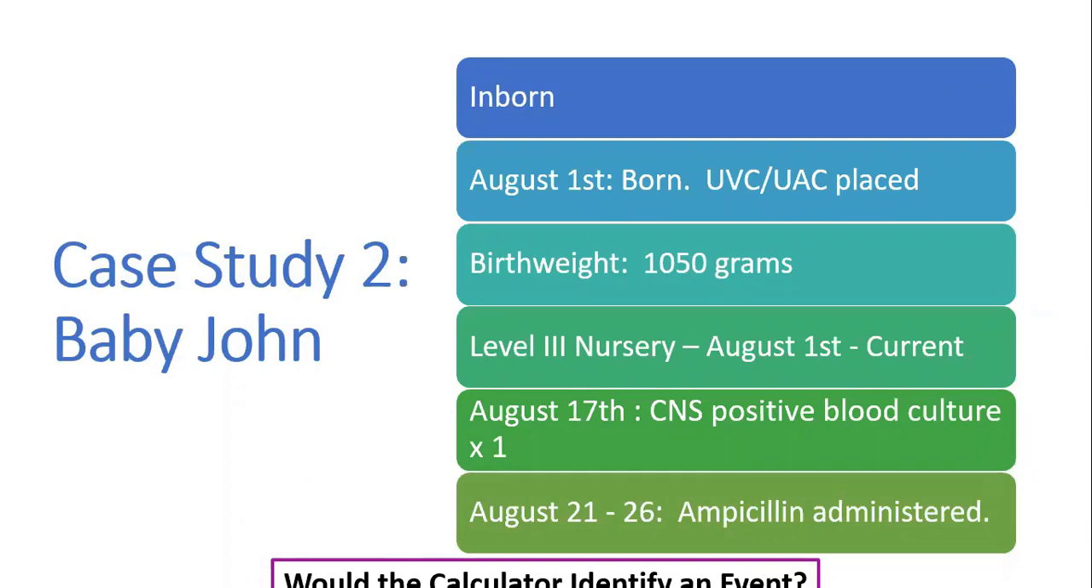So let's look at our second case study, Baby John. Baby John is an inborn infant born on August 1st at 1,050 grams. They had a UVC and a UAC placed. The baby was on a level 3 nursery on August 1st and remained housed on that unit for the duration of this case study. On August 17th, the patient had a single coagulase negative blood culture. On August 21st, ampicillin is administered. Would the calculator identify an event? I'll give you just a second to ponder that.